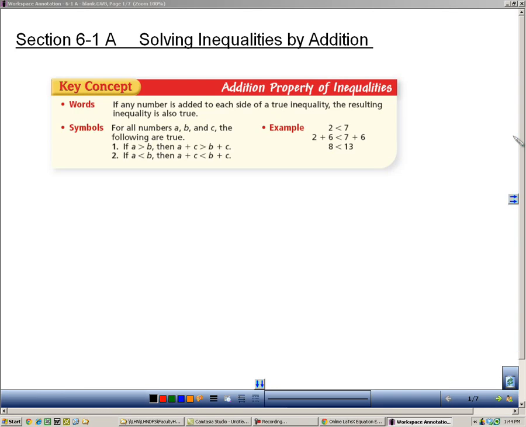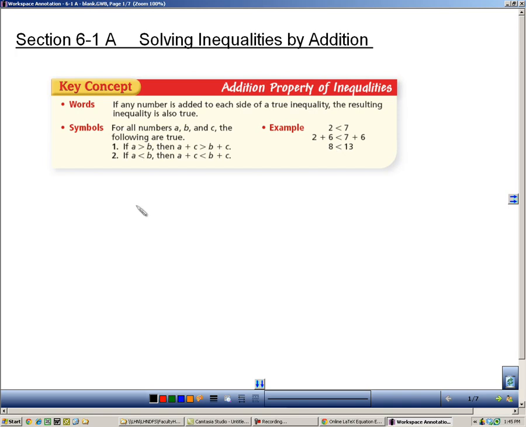Section 6.1a is about solving inequalities by addition. We've already learned to solve equations by using addition properties, and now we're just going to add inequality symbols to the mix. This key concept basically says that if you have an inequality like 2 is less than 7, and you add 6 to both sides, you end up with an inequality that's true.